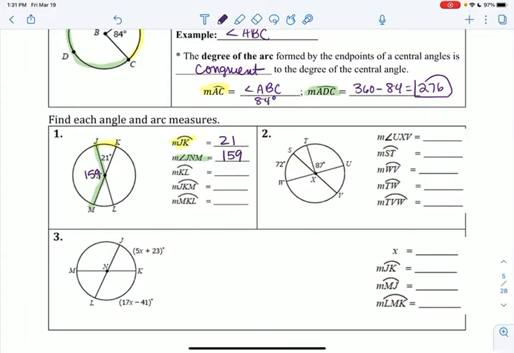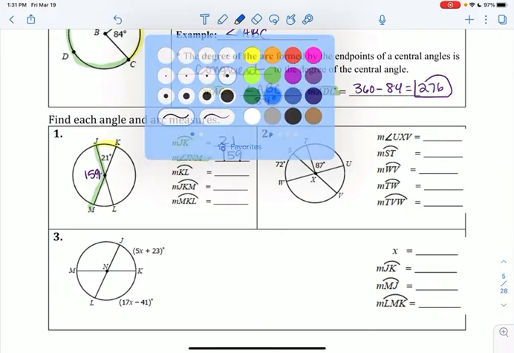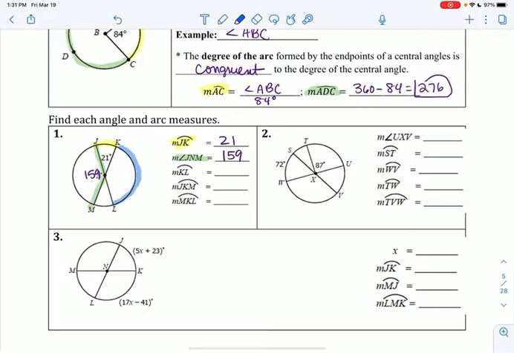Then I want to know arc KL. Arc KL is talking about this arc right here, arc KL in blue. Well, remember, if the angle JNM, which I just found, is 159, so is the angle on this side, because those are vertical angles. So that makes this arc 159 as well.